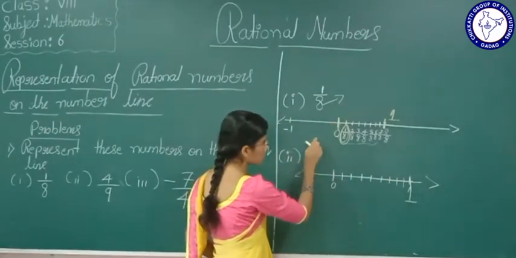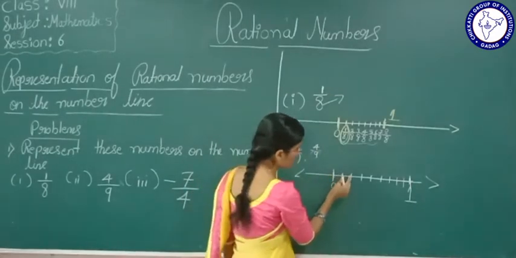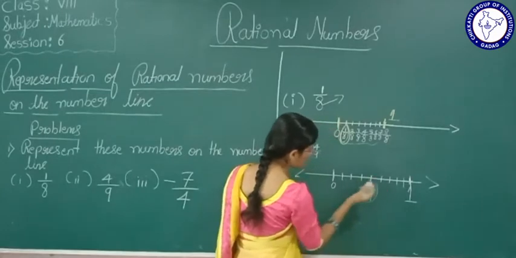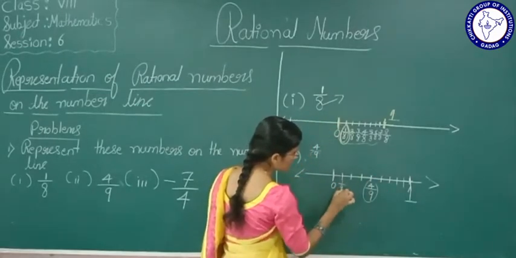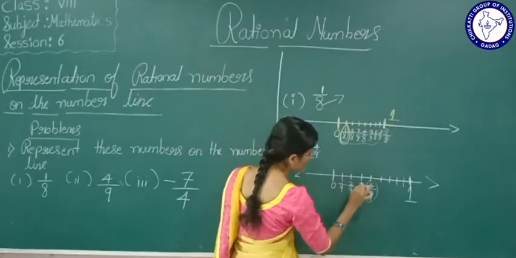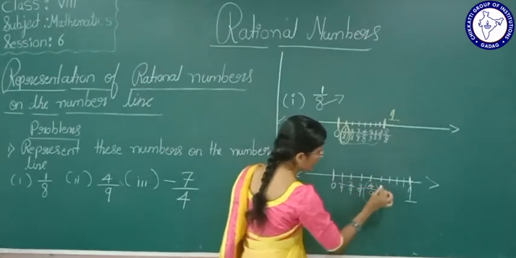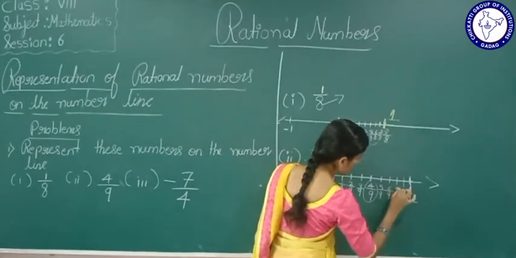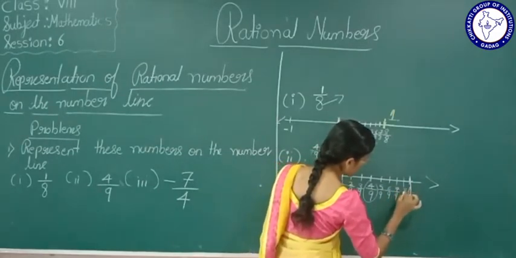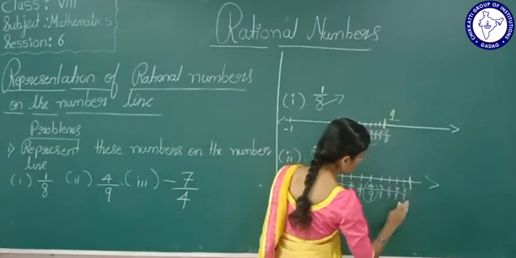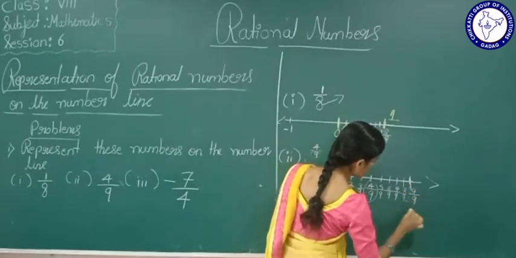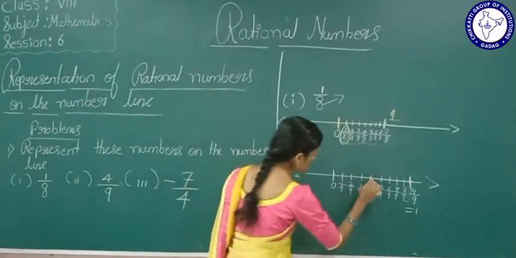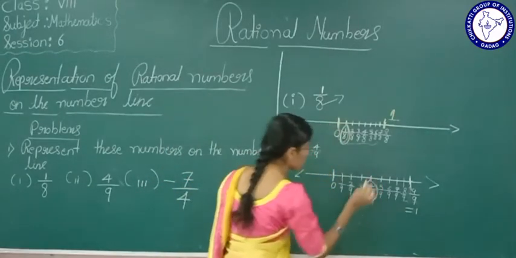Now we have divided into 9 equal parts. How much do we have to consider here? 4. 1, 2, 3, 4. This is nothing but 4 by 9. Now see, students, this is 1 by 9. This is 2 by 9. This is 3 by 9. 4 by 9. 5 by 9. 6 by 9. 7 by 9. 8 by 9. 9 by 9 is going to be 1. This is nothing but 4 by 9.